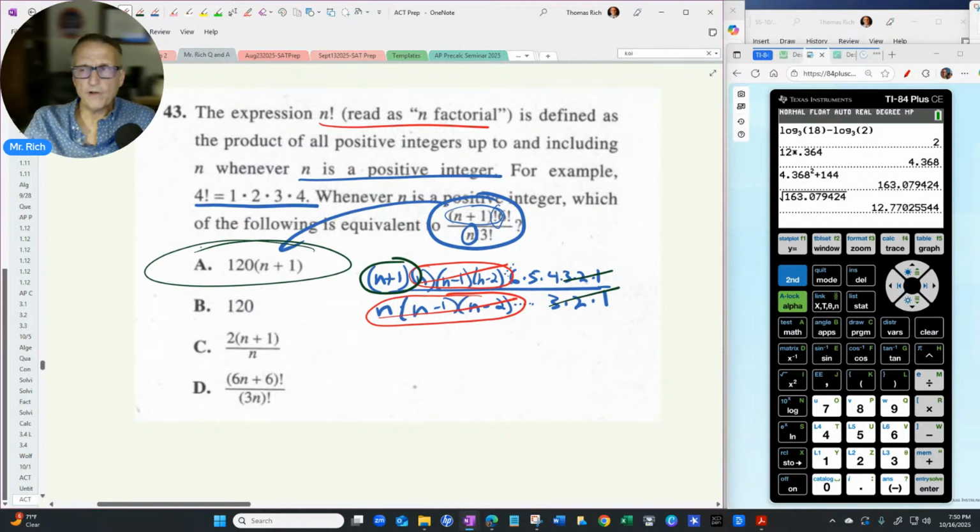So if you can follow that, then you are going to be good to go on the n factorial type of problems.